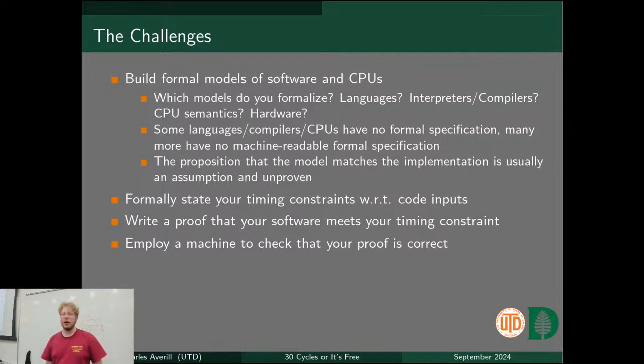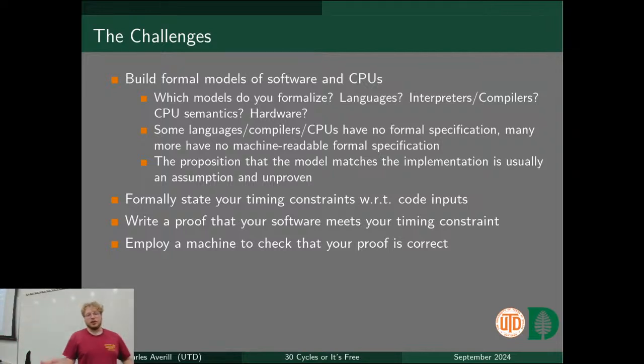But there are challenges with all four of these things. So when you're building these formal models, what model do you actually want to formalize? Do you want to go all the way to C or C++ and formalize the language? Or an interpreter or compiler, or do you want to do the CPU semantics, or do you want to even go all the way down into hardware? There's lots of different ways that you could do this.